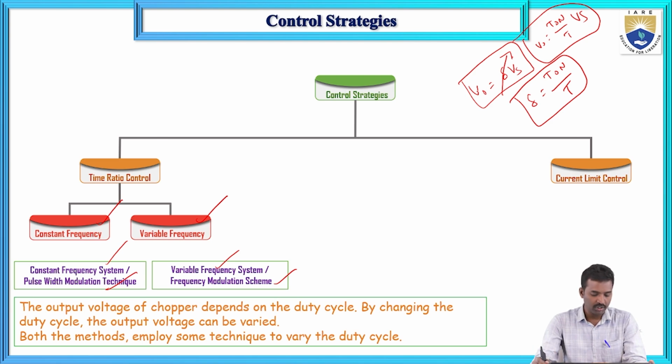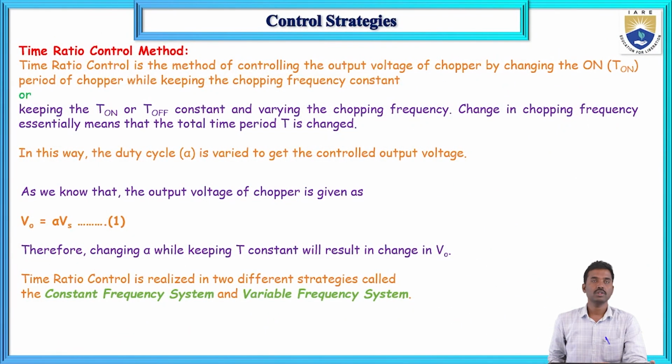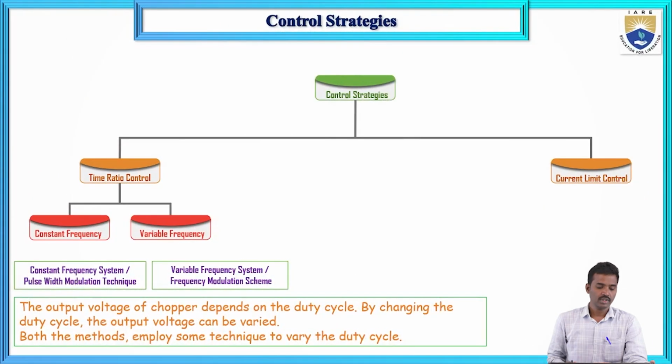So both these methods, time ratio control and current limit control, use some technique to vary the duty cycle. The only thing is that in time ratio control and current limit control, the duty cycle is what we need to change. That I will explain. First I will explain the constant frequency system, that means the pulse width modulation system. So first, time ratio control.